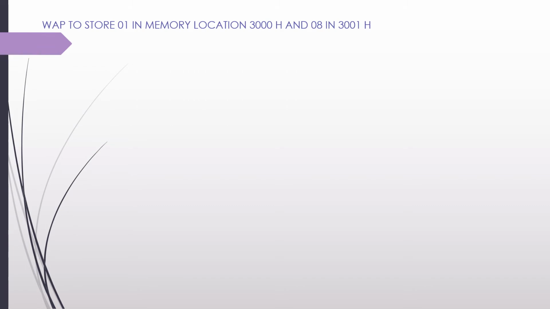Okay, now the next program is how to point to a memory location and store immediate data in that location as well as in some other location. Write a program to store 01 in memory location 3000H and 08 in 3001H. See, there are two memory locations, 3000 and 3001. Both are taking different data.